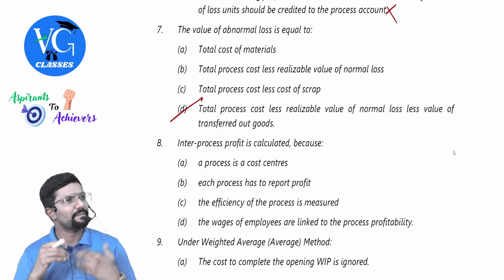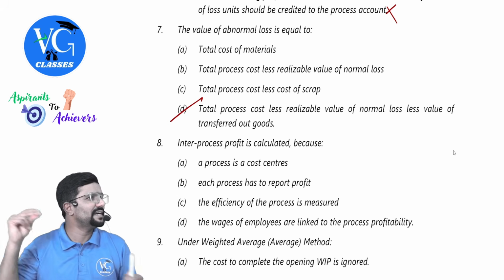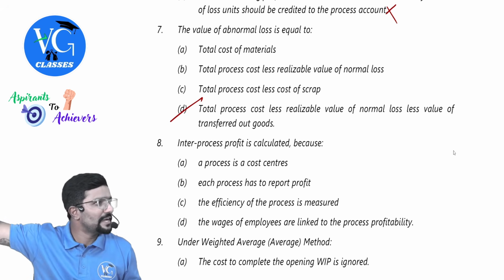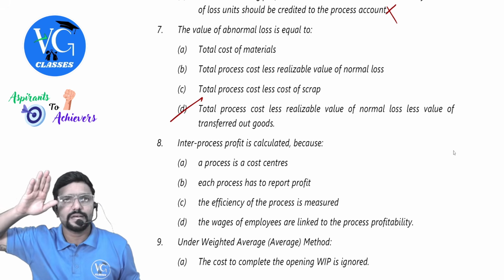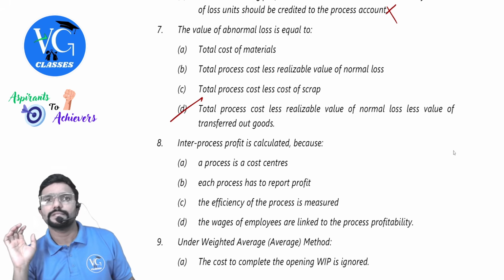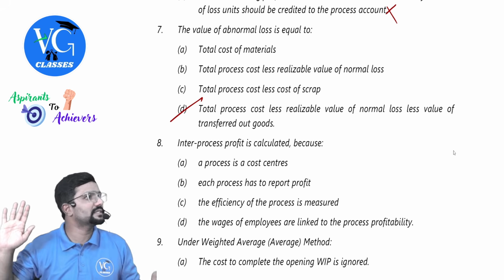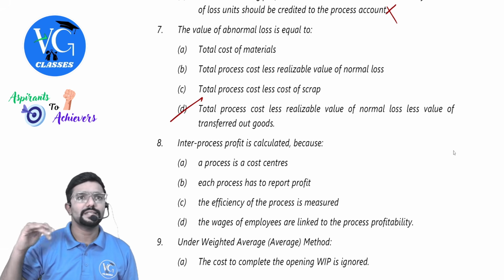D. Okay, they are trying to tell us, sir, how do you calculate abnormal loss? As a balancing figure. On the credit side, you will remove the scrap value of the normal loss units. Then the cost of output, what is the balancing figure? Abnormal loss. Correct. Assuming there is no closing WIP. If that is there, then we have to deduct that also.